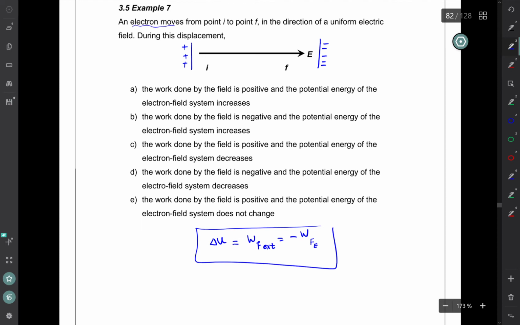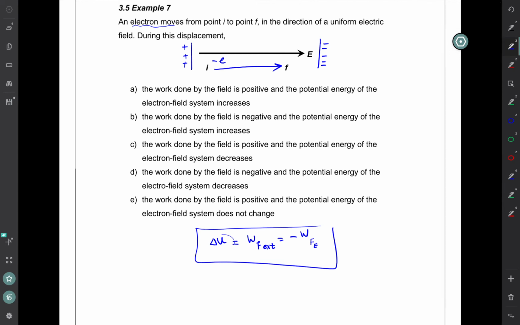Now you're asking me to put an electron in here, a negative charge, and try to move it from I to F. If you remember in our exam prep session, I said if a charge is moving towards the same sign plate, a negative charge moving towards a negative plate, the potential energy increases. That means that delta U is positive. The work done by us is positive. The work done by the electric field is negative.